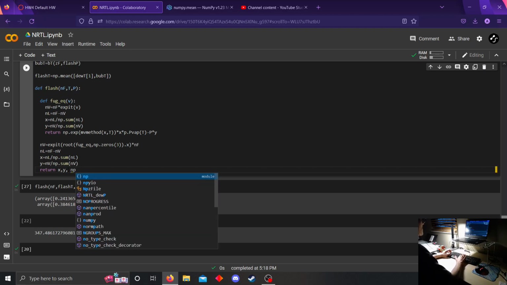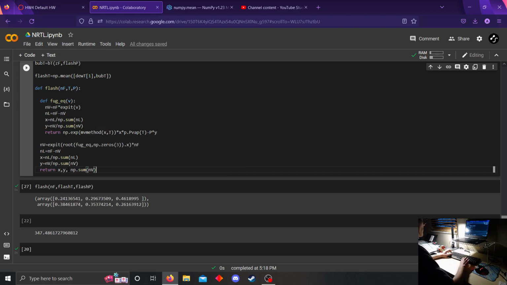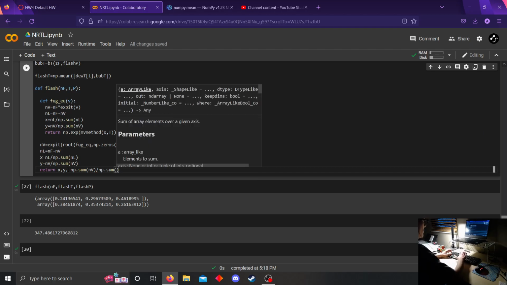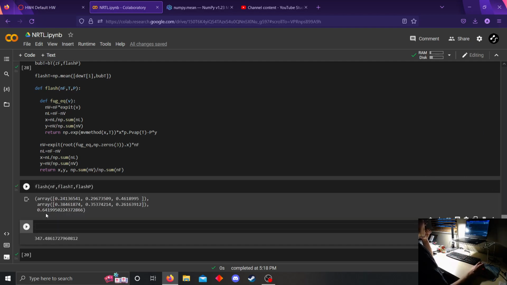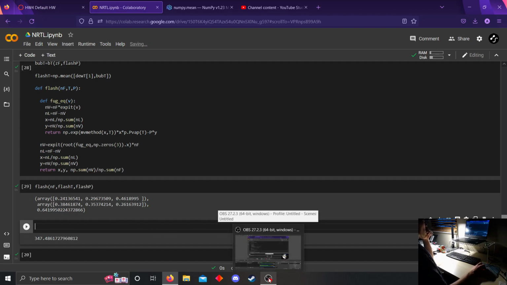And I'm actually just going to return one more thing. If we want to see how much is in the vapor phase, we can take the sum of the vapor divided by the sum of the feed. And we get about 0.64 vapor. I actually am not sure if this is correct. I'm going to go check if it's correct real quick, and I will be back in a moment.